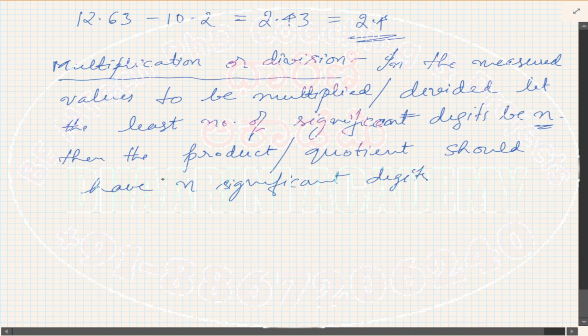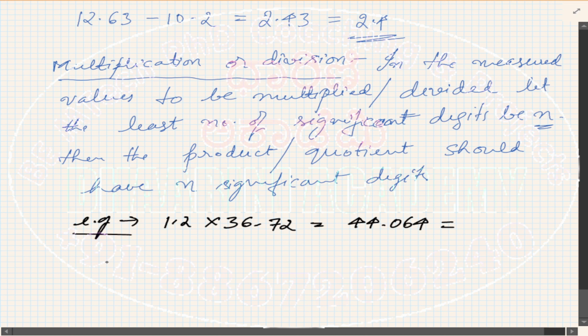Okay. So if we consider an example, say this is 1.2 times 36.72, right? So if you do it in a calculator, the answer comes to be 44.064. But first I need to find n in order to modify this answer, right? So what is n now?